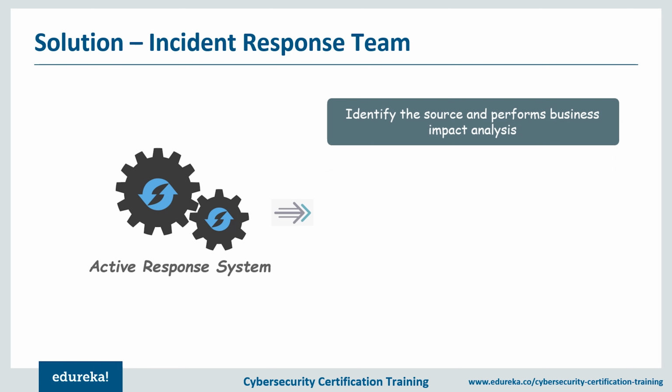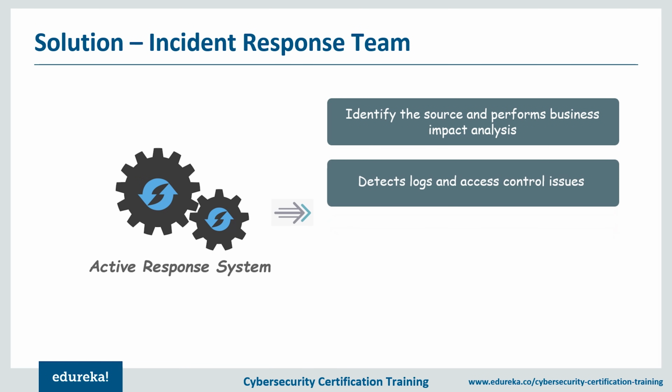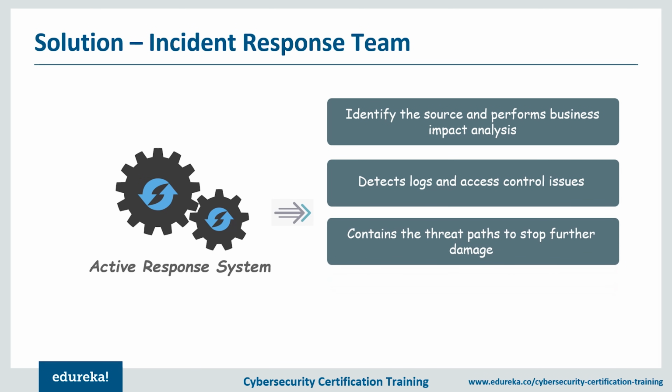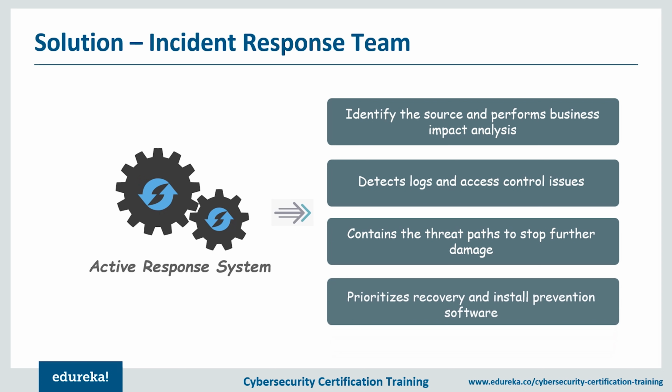Then, the IRP team orchestrates a chain of events that ultimately prevents a serious security disaster. They detect logs and access control and contain the threat path so that Wendy's company can avoid further damage. After the attack is contained, the team identifies the data that has been stolen or compromised during the incident. After that, the team prioritizes recovery to protect Wendy's business from further attacks. Now, Wendy's customers can continue their spa day without any hassles.